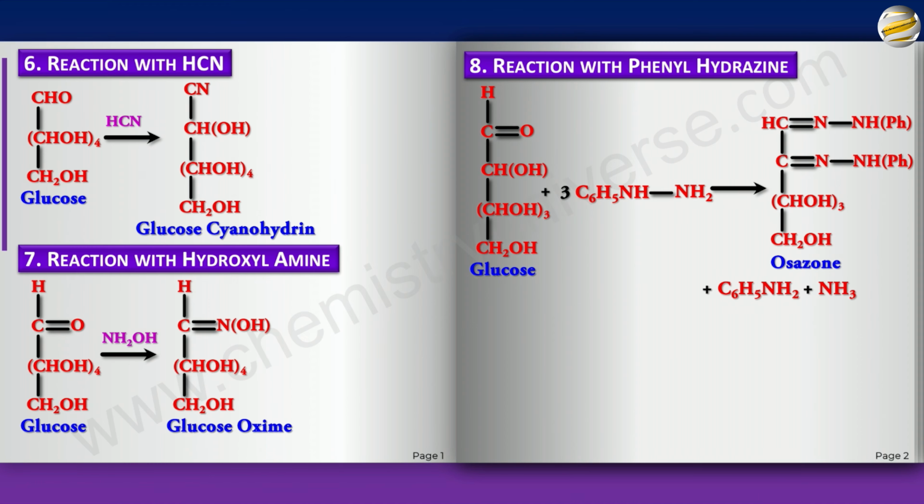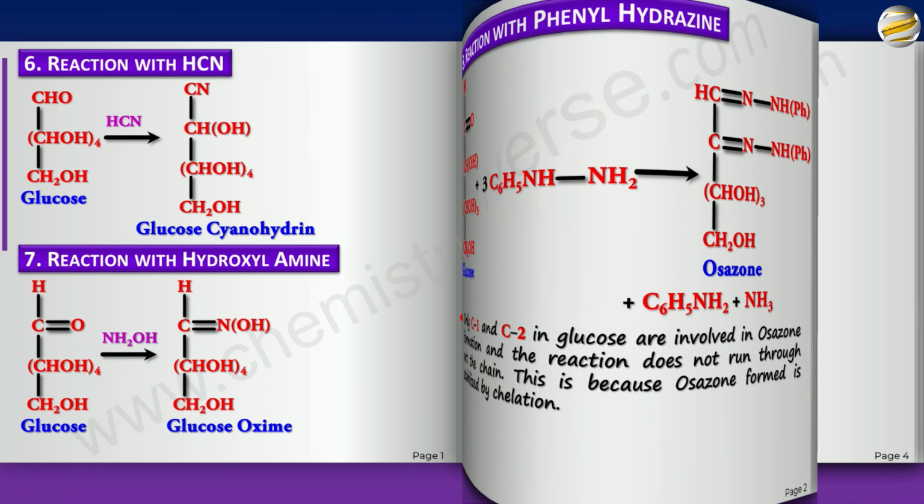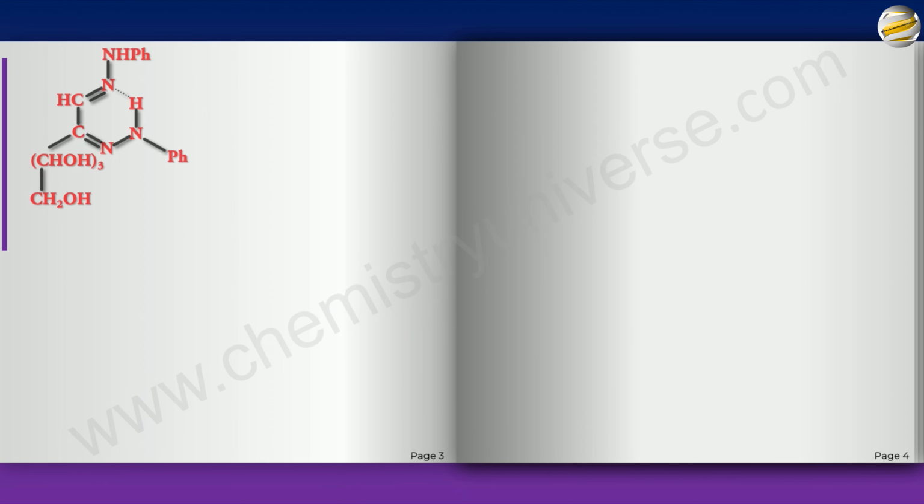Now, right now we are not looking into the mechanism of this because it's actually not required. But it seems that only the C1, that is this carbon, the aldehyde carbon, and the C2 are involved in the hydrazone formation. So only C1 and C2 in glucose are involved in osazone, which is the hydrazone formation, and the reaction does not run throughout the chain. So it doesn't happen on all the OH. This is because the osazone formed is stabilized by chelation. Chelation is basically intramolecular hydrogen bonding, forming a ring type structure, something like this.